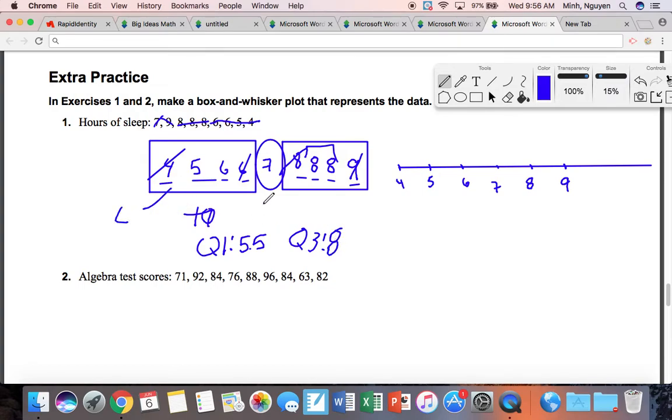Least, greatest. So now I'm just going to mark off where each of these things are. 5.5, 8. My median is 7, and then 9 is my greatest value. So at the median, at the first quartile, and the third quartile, it'll look something like this. This is just my rough sketch. If you have a ruler, obviously yours is going to look nicer.